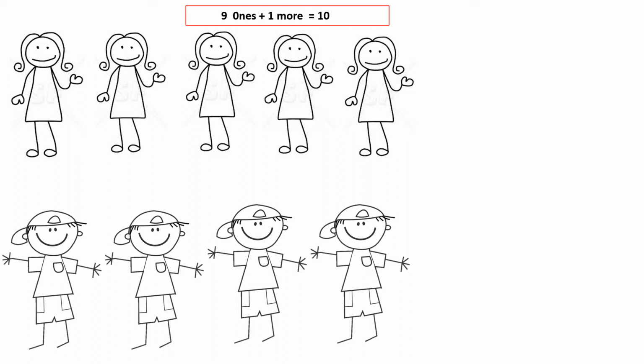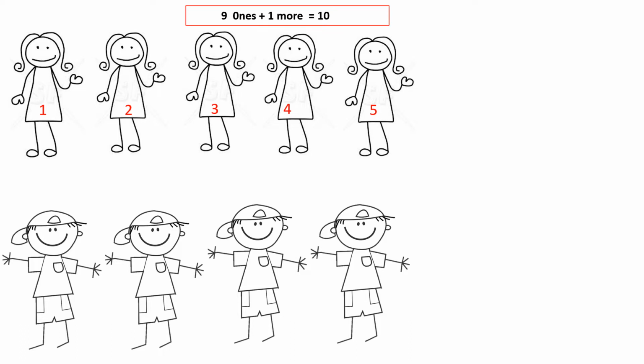Alright children, look at the picture. There are so many girls and boys who have come to say hello to you. Hello friend. Now let us count how many children are here with us. So we will count the girls first. 1, 2, 3, 4, 5, and we will continue counting with the boys now.